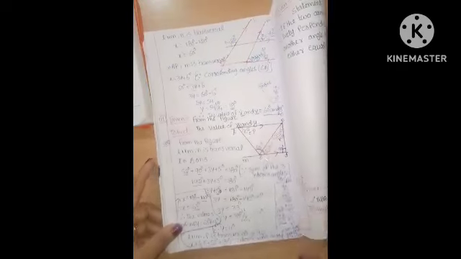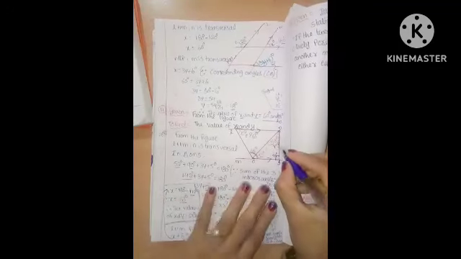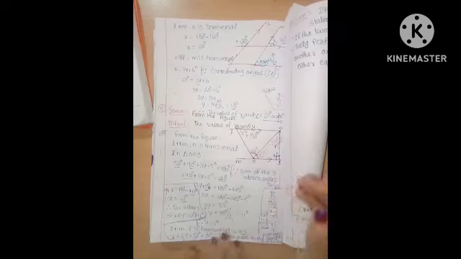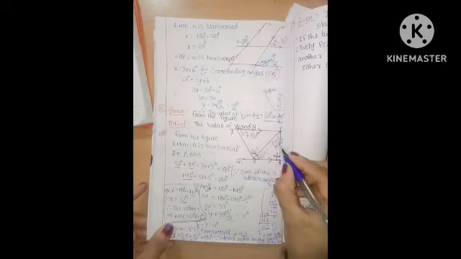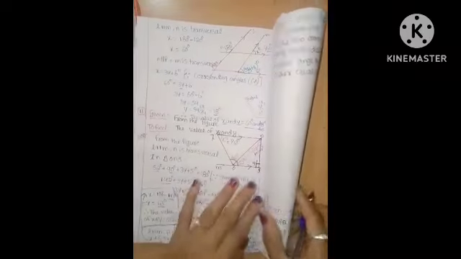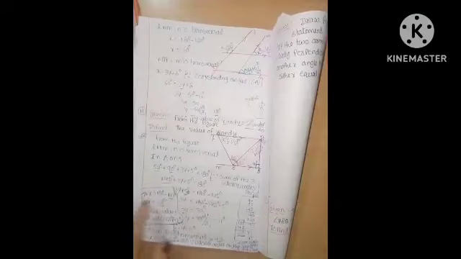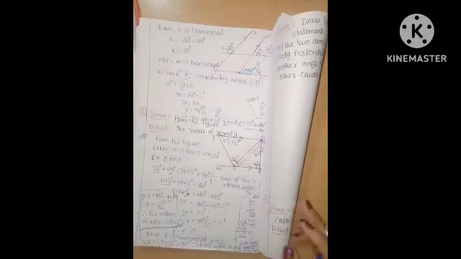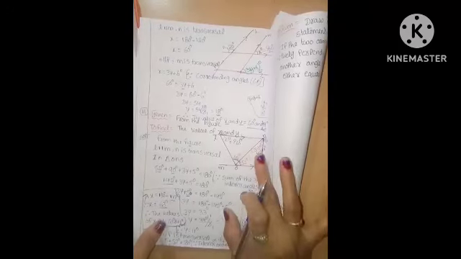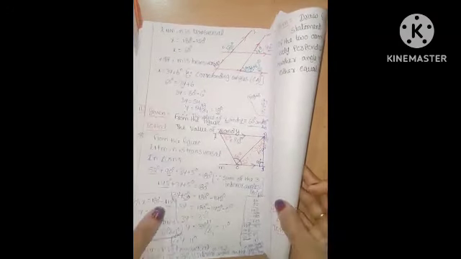X and y values you got. X is 63 degrees and y is equal to 11 degrees. Substituting the 11: 11 into 3 is 33. 33 plus 5 is 38 degrees. This angle is 38 degrees. The sum of three angles, 52 plus 90 plus 38, is equal to 180 degrees. Angle sum property. Okay, do you understand?